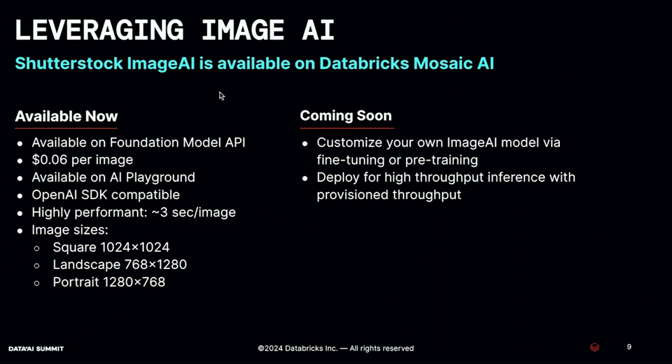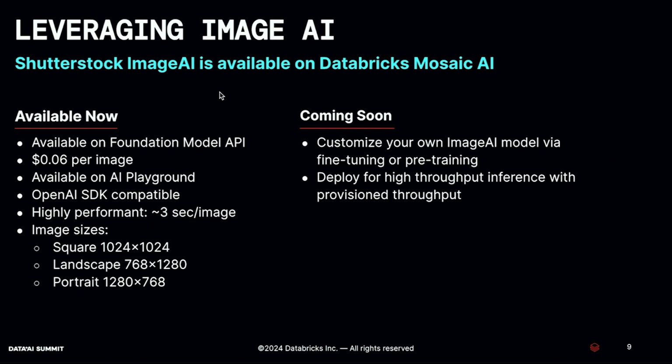So now that you know what this model is, how can you access it? I think we're all pretty excited about the demo during the keynote. These are some amazing images. Now how can you generate your own? It is available now on the foundation model APIs on Databricks. It is 6 cents per image. And the easiest way for you to get started is through our AI Playground.